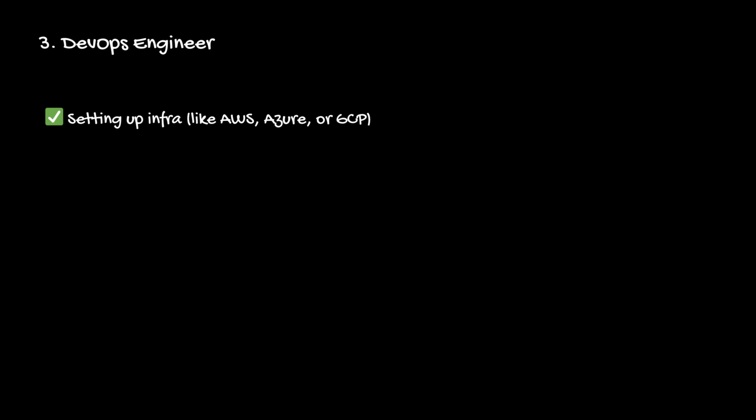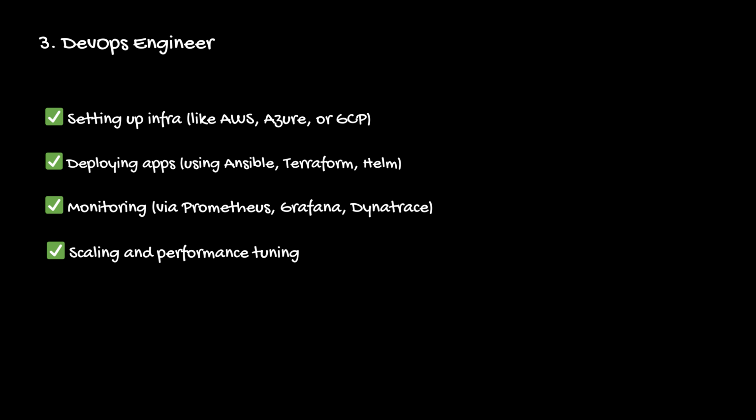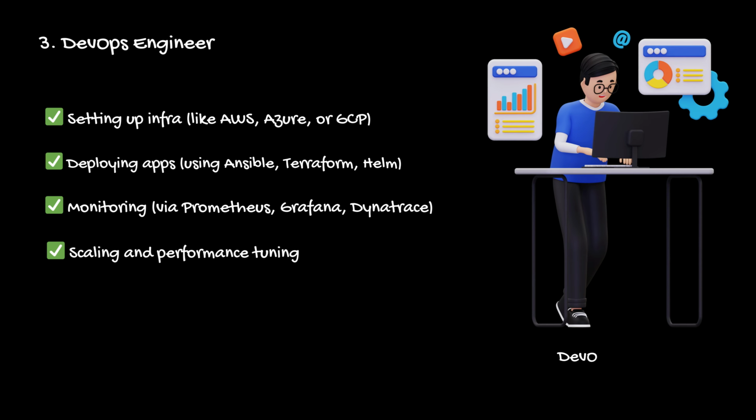And next is the DevOps engineer. Now, let's talk about you, the DevOps engineer. You'll handle setting up infrastructure like AWS, Azure, or GCP, deploying applications using Ansible, Terraform, and Helm, and monitoring via Prometheus, Grafana, Dynatrace, and scaling and performance tuning. You'll also integrate CI/CD tools with cloud infrastructure. In short, you are the one who makes sure everything runs 24/7 without any drama. You'll love this role if you enjoy bringing everything together.